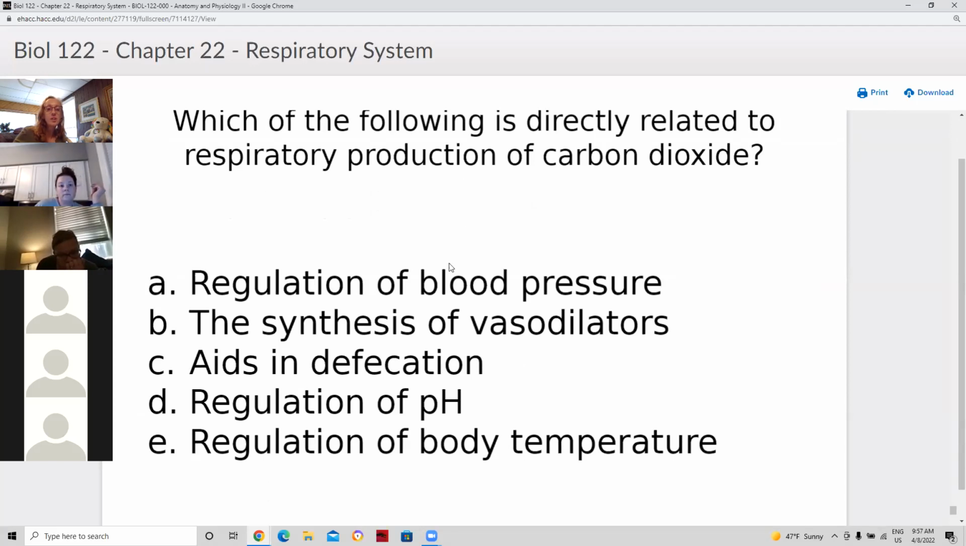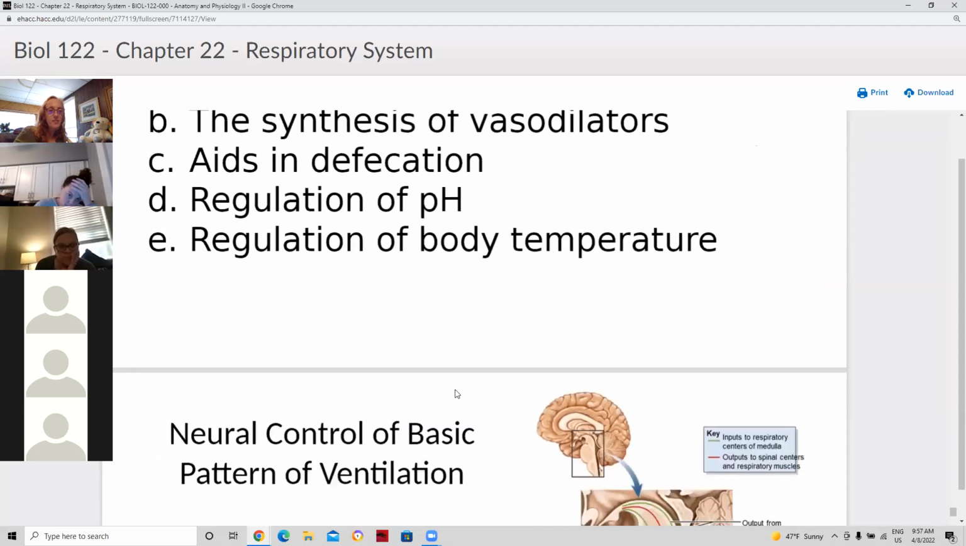D. D is in delta, regulation of pH. That looks right to me. Good job.